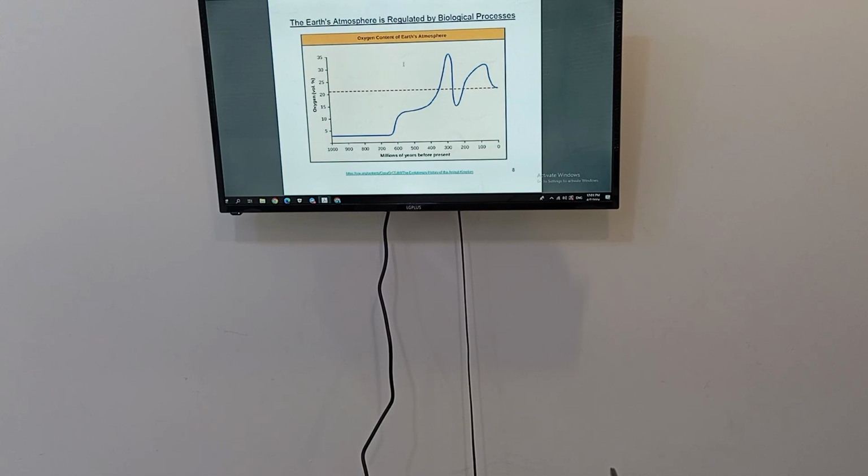The Earth's atmosphere is regulated by biological processes. You have here a number of years, millions of years before present. 0 is the present, and there's like 1,000 years before. And you have here the volume of oxygen on Earth. Oxygen content of Earth's atmosphere will change according to biological processes.